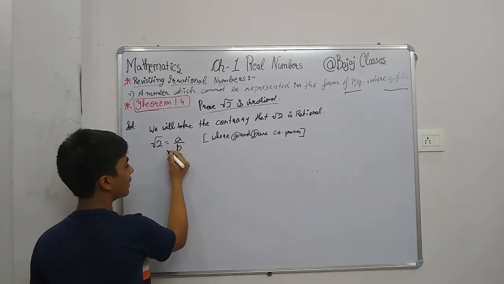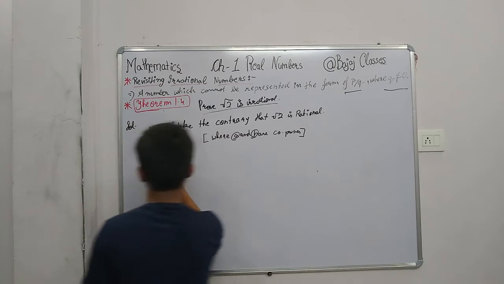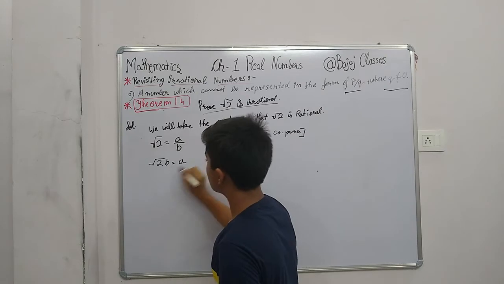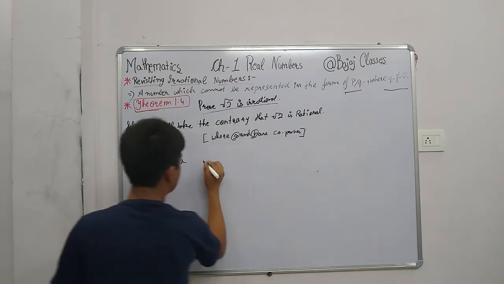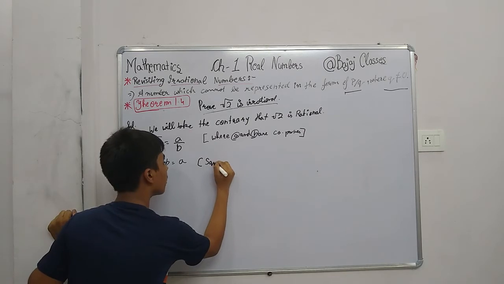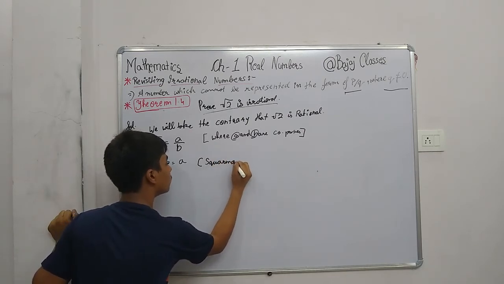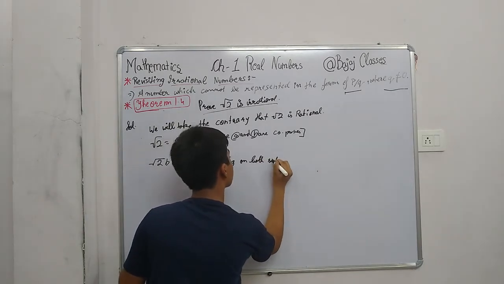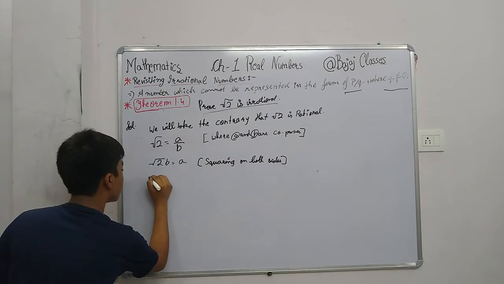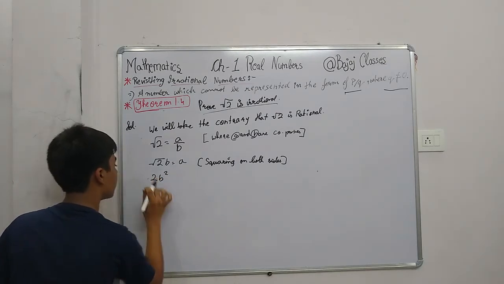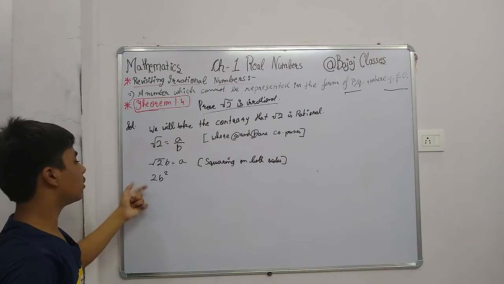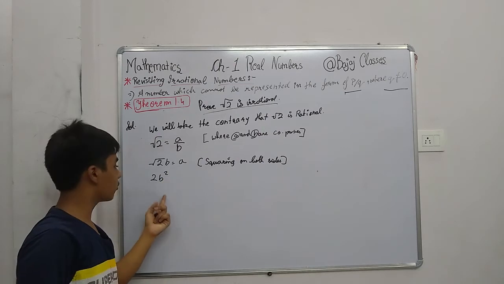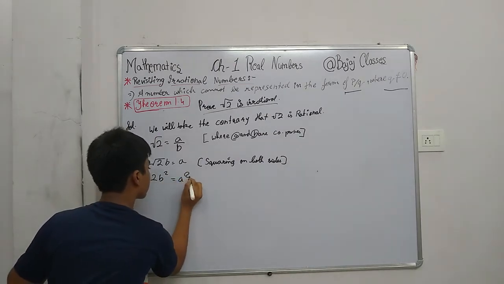Now we take this b to the left hand side, so it will be under root 2 b equals a. Now we square on both sides. So what happens? Because it is under root, squaring converts under root 2 to 2, and b stays as b square. So 2 b square equals a square.